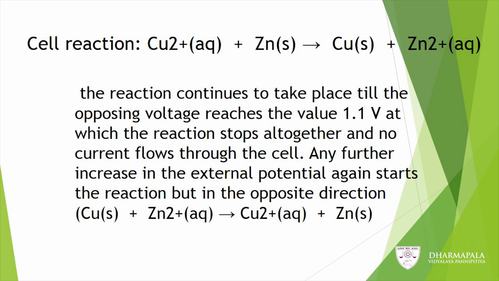Here are the two equilibria which are set up in the above half cells. You can see the cell reaction: Cu2+ plus zinc convert into copper solid and Zn2+. So, the reaction continues to take place till the opposing voltage reaches the value 1.1 volt, at which the reaction stops altogether and no current flows through the cell. Any further increase in the external potential again starts the reaction, but in the opposite direction.